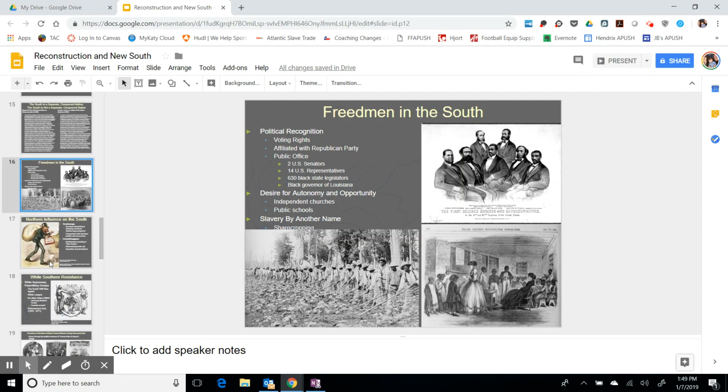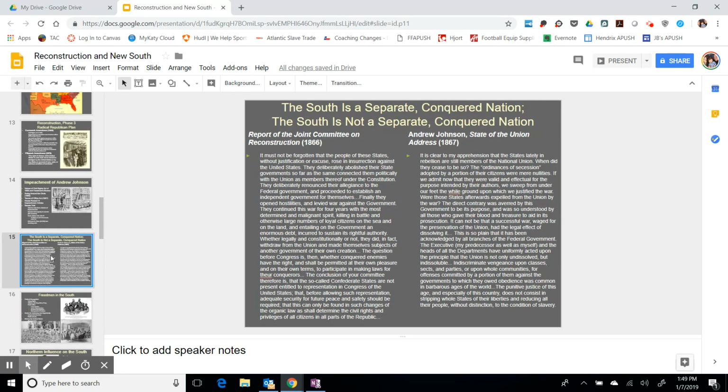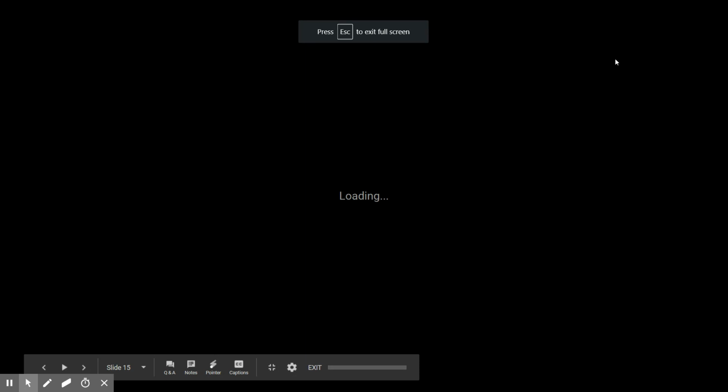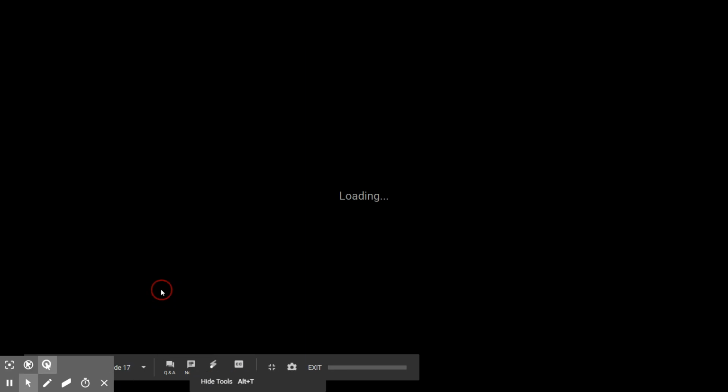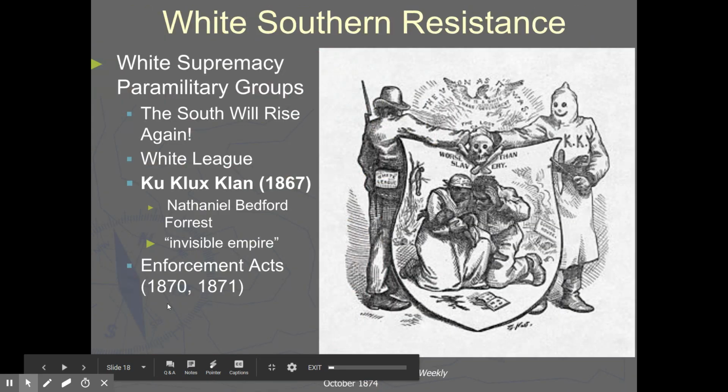And now I've got a loading page here, so hopefully this will load in a sec. If not, let's escape out of this. So there's the impeachment, and then I got this loading page here. Well, I'm not worried about it.